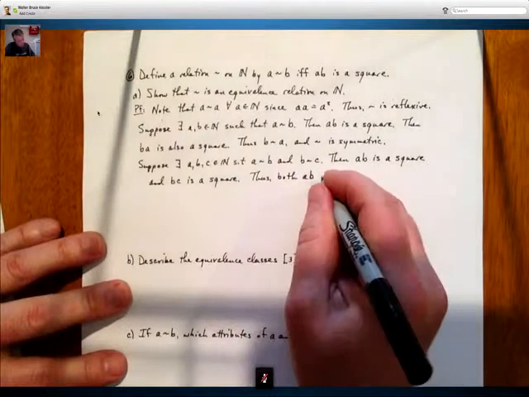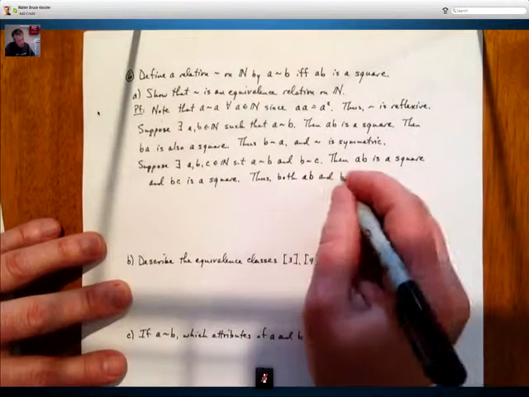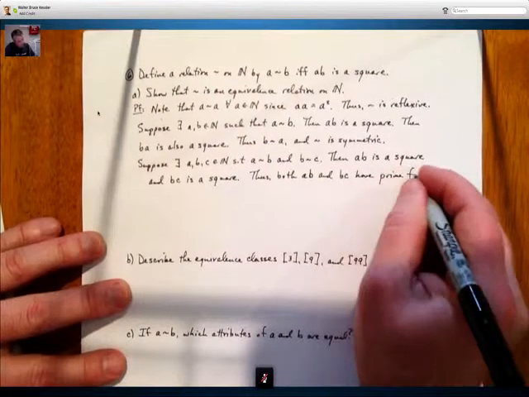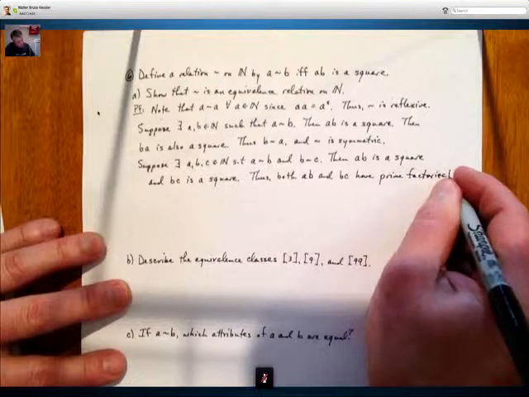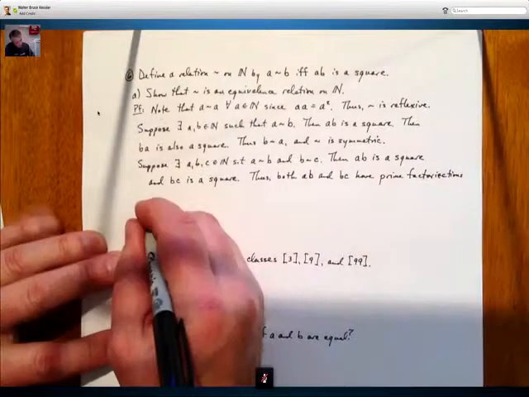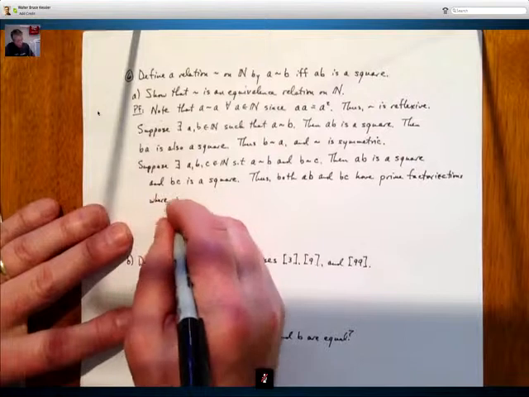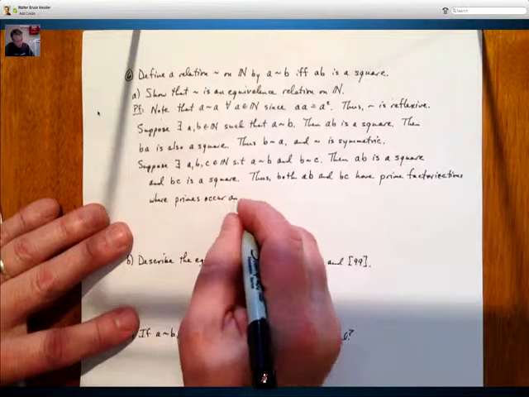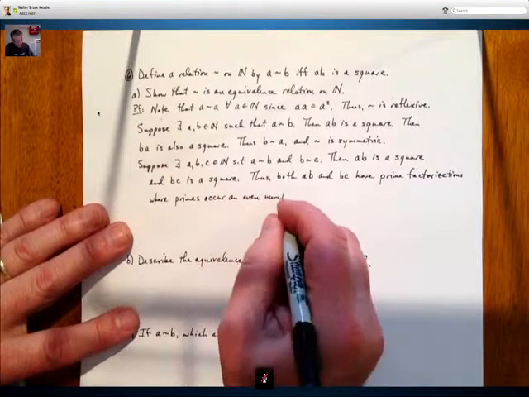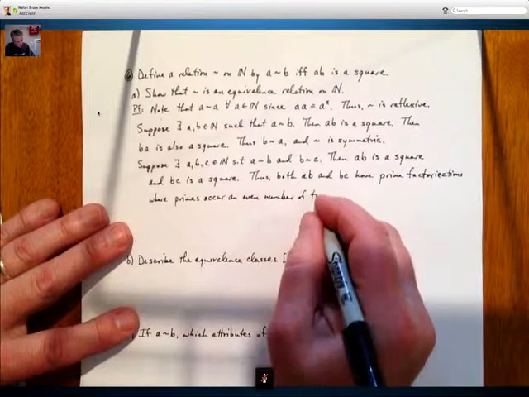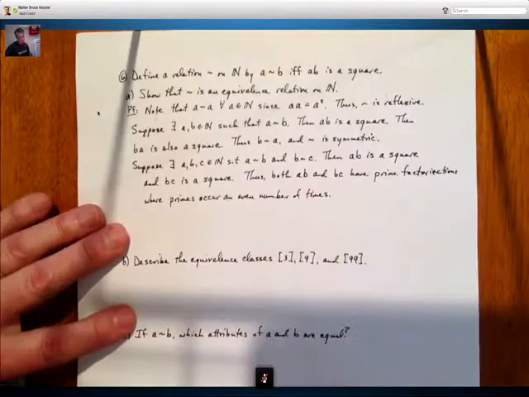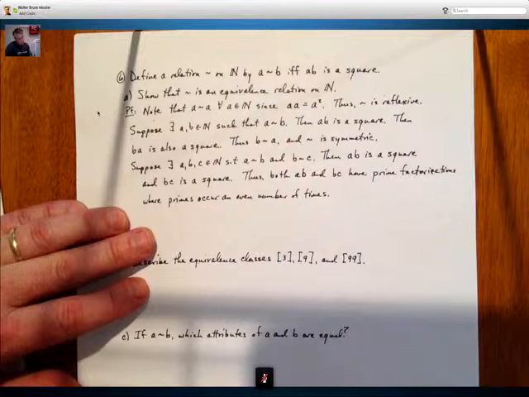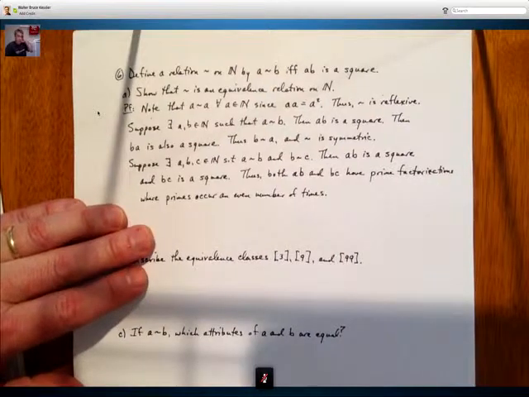Right. So thus both AB and BC have prime factorizations where primes occur an even number of times. Okay. And so B is the real common thread here, right?